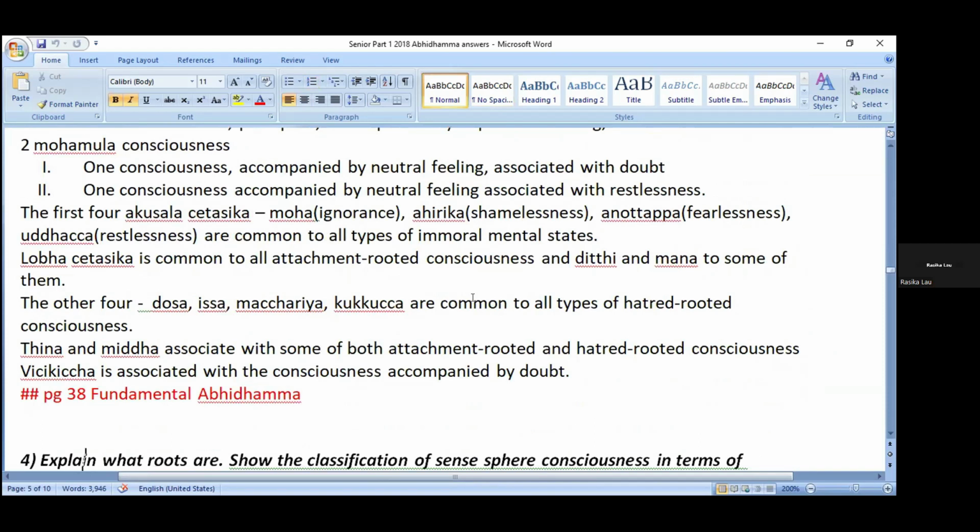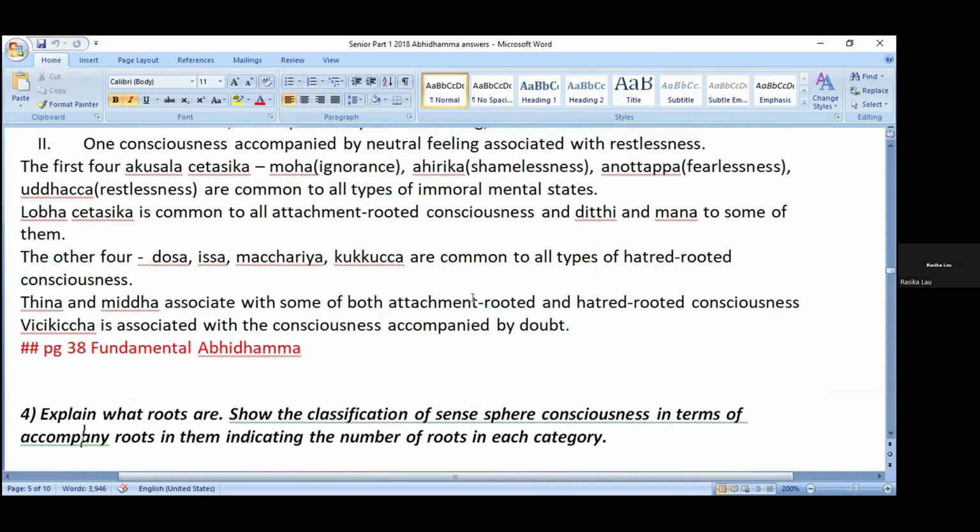Okay, sister. Brother Lau, let me try the next question. Who? You want to try this one? The next question is number 4. Explain what are roots, and then show the classification of sense consciousness in terms of the accompanying roots in them, indicating the number of roots in each category.